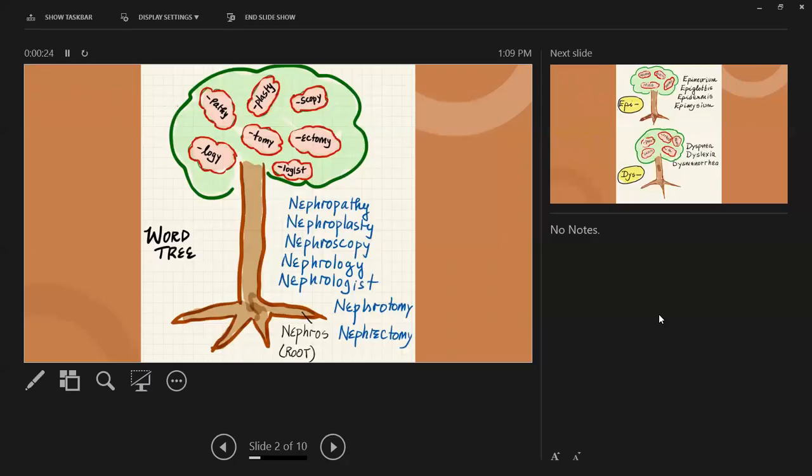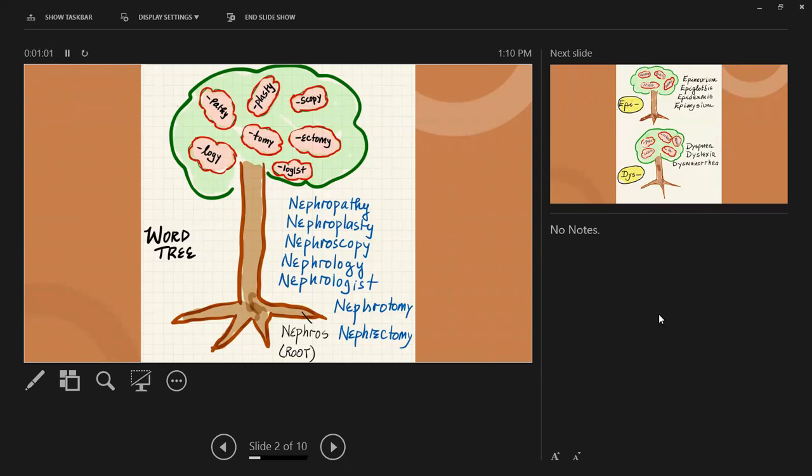Hello, everyone. We're going to go over the word trees for the midterm exam. The first word tree, the root word is nephros. Inside the tree, we have logi, means study of, pathy means illness or disease, plasty means restructuring or reshaping, tomy means to cut, ectomy is to cut out or remove. Scopy is to examine or look at.